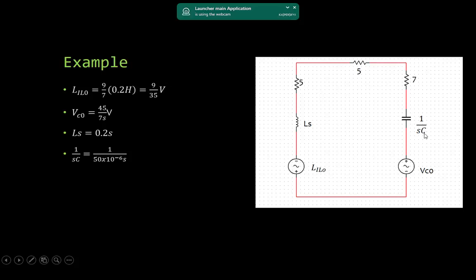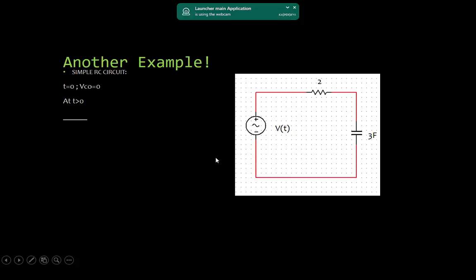So that's it. Another example is a simple RC circuit. At t equals 0, Vc is equal to 0. At t greater than 0, we will use the voltage divider. Vs is equal to 1 over 3S all over 2 plus 1 over 3S.